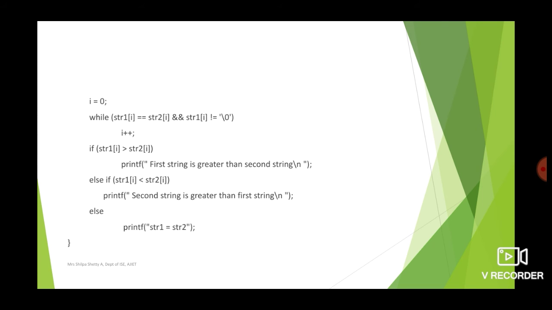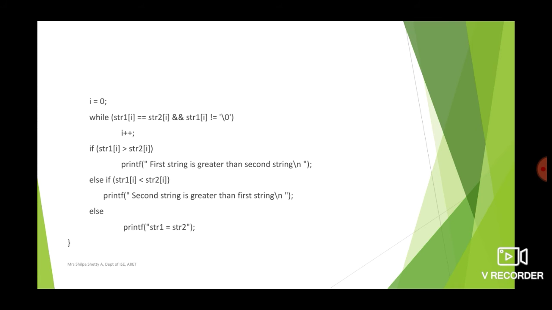So now what we do is, let us take a variable called i and initialize it to 0. So we write i is equal to 0. Next, while str1[i] equal to str2[i], that means the character at a particular position, the ith position of str1, is equal to the character at the ith position of str2, and str1[i] not equal to the null character, that means till you have not reached the end of the strings. We are assuming that the lengths of the strings are equal here.